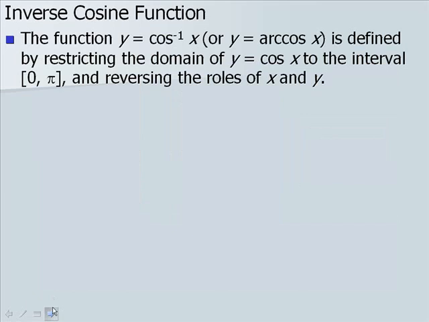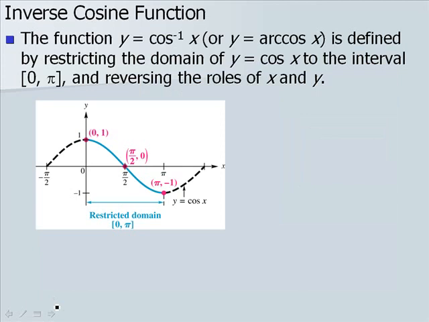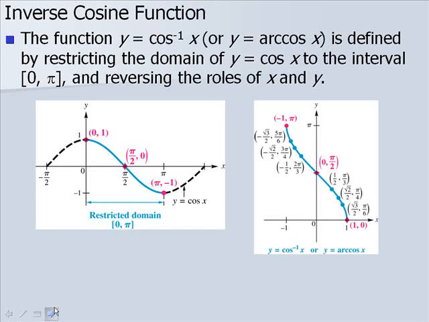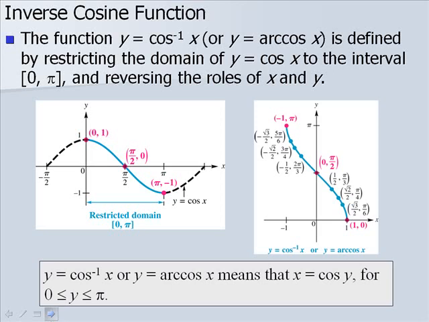Now let's look at the inverse cosine function. The function y equal cosine inverse of x, or y equal arc cosine of x, is defined by restricting the domain of y equal cosine of x to the interval 0 to pi and reversing the roles of x and y. Here we see a graph of our arc cosine or cosine inverse function. So our definition, y equal cosine inverse of x, or y equal arc cosine of x, means that x equals the cosine of y for y being between values 0 and pi.